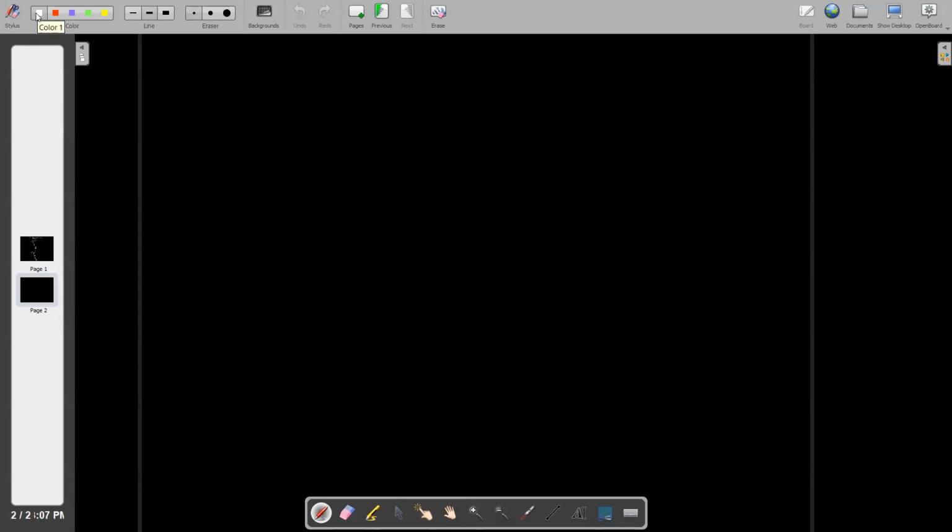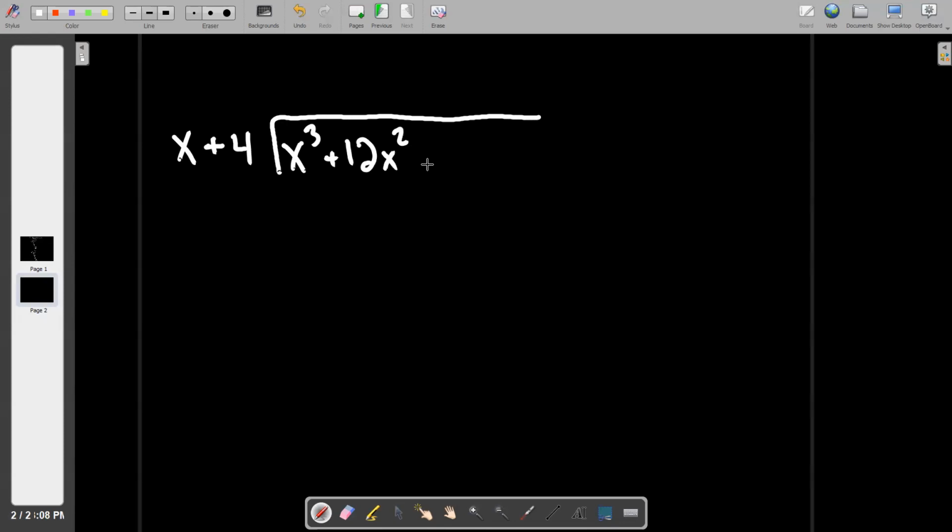So here's our first one. Our dividend, well, let's start with the divisor. It might be easier for you to structure this. So our divisor is x plus 4. And our dividend is going to be x to the third plus 12x squared plus 37x plus 20.